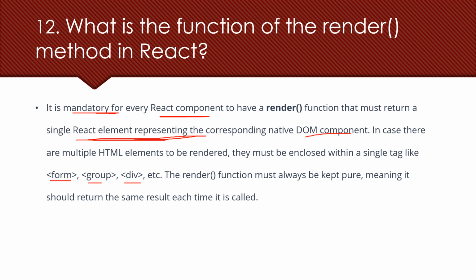The render function must always be kept pure, meaning it should return the same result each time it is called. So this is the main thing: it should be kept as a pure function, and it should return the same result each time it is called.